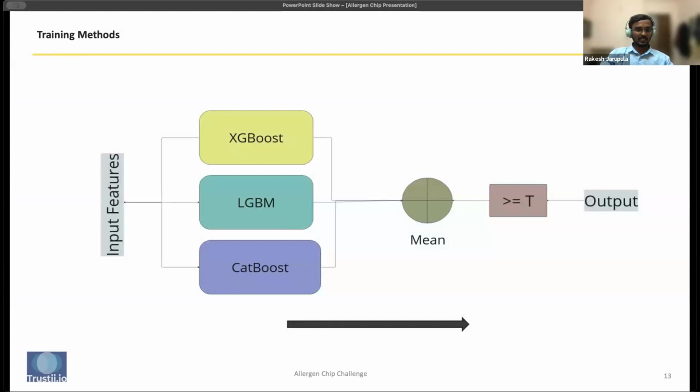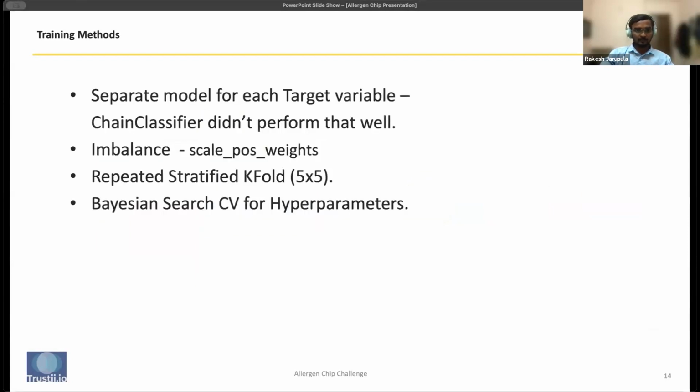Coming to the modeling part, basically what I did was I trained three different models, took their probability values, and computed the mean for each target. And for each target value, I tuned a different threshold to make a prediction. The threshold is the value the model will use to decide whether a particular patient has a particular type of allergy or not. This is the basic ensemble that I used for the final solution.